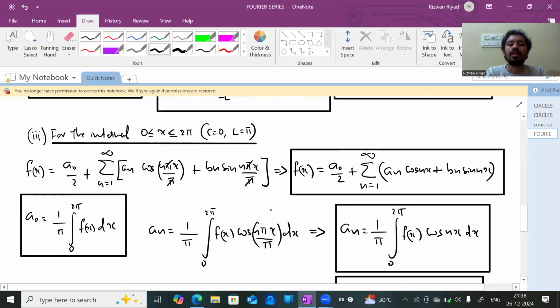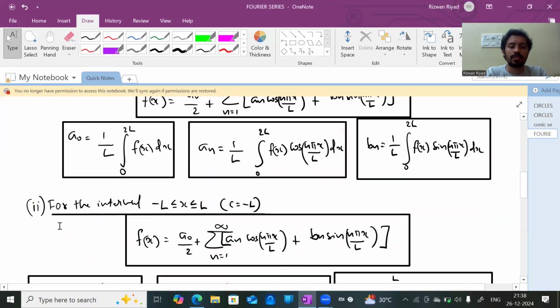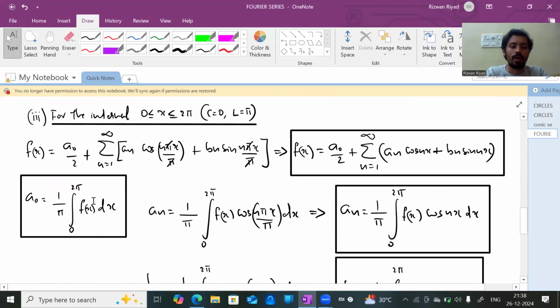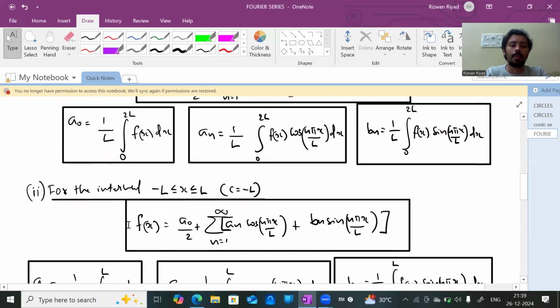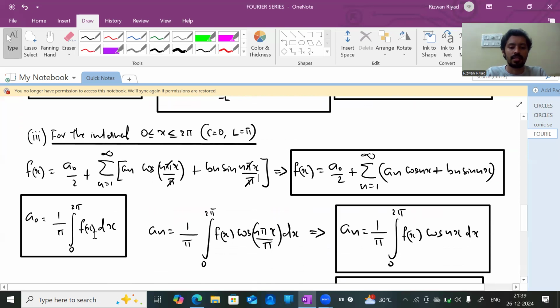Similarly, what will happen to a0? a0 will be equal to 1 by pi. That 1 by L becomes 1 by pi, and the 0 to 2L becomes 0 to 2 pi. That's what you can see here: 1 by pi integral 0 to 2 pi f of x dx.